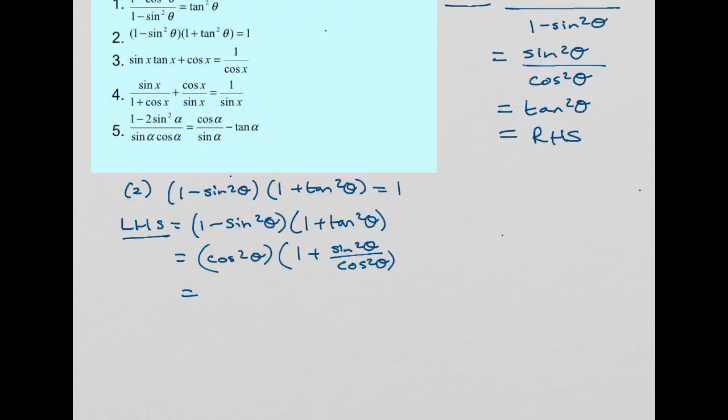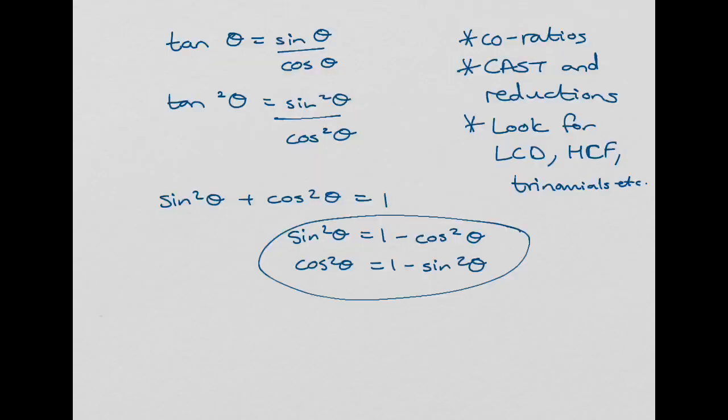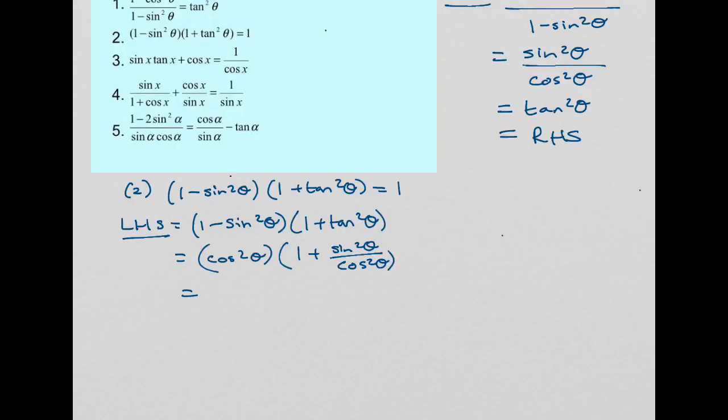Alright, so in my first step, I'm going to change the 1 minus sine squared theta to a cos squared theta. That's one of my identities. And I'm changing my tan squared theta to sine squared over cos squared. The idea here is I don't want a tan because the equals to 1 is probably going to come from the sine squared plus the cos squared. So we're going to try and see if we can get a sine squared and a cos squared only.